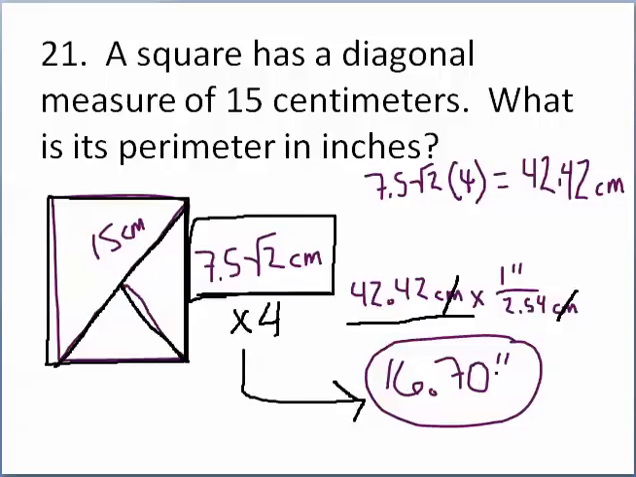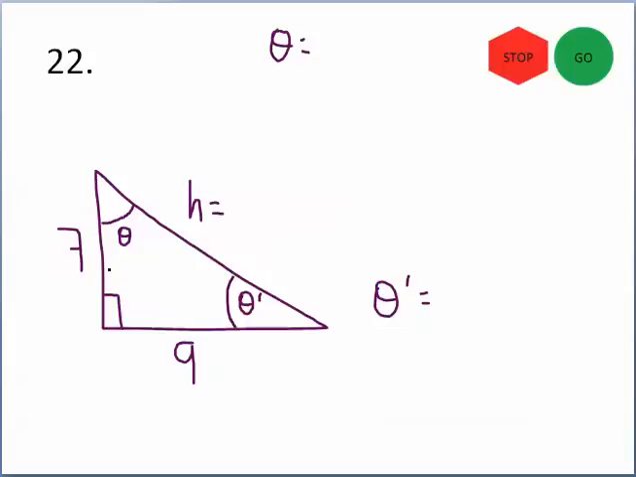I could have said, all right, I know that my answer needs to be in inches, so what I need to do is convert 15 centimeters into inches and then solve the problem. I chose to convert at the end. You simply could have chosen to convert at the beginning, and you would have come up with the same number had you done everything correctly. All right, find theta, theta prime, and the hypotenuse. Click on the stop sign.